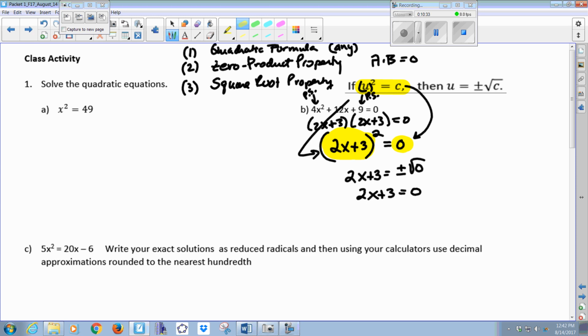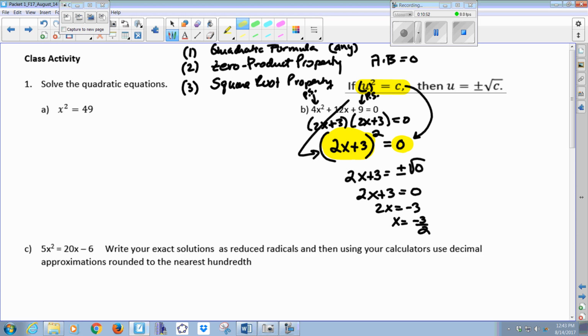You're going to get one answer, and that's because both of these factors are identical. Okay, whatever works for this first factor for a solution for x will also work for this one. So in this case, 2x equals -3, x equals -3 halves.